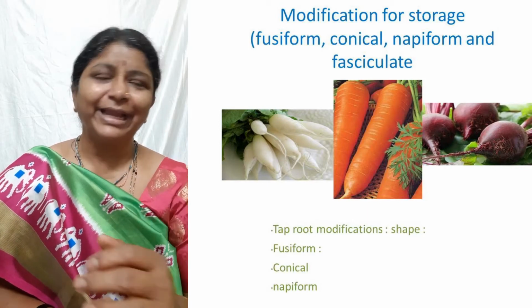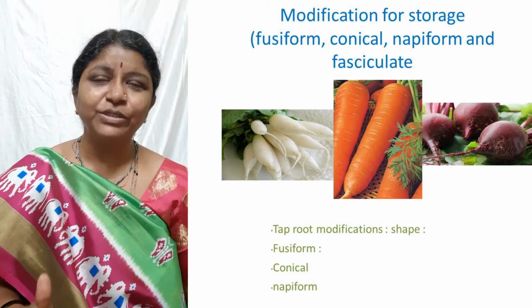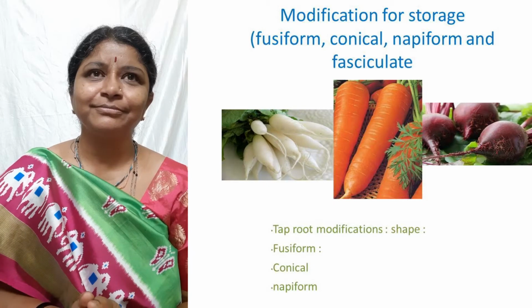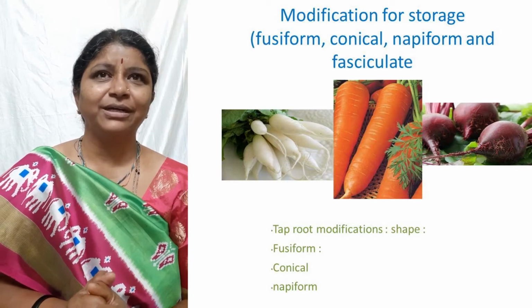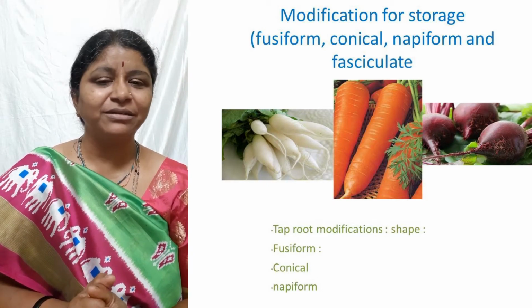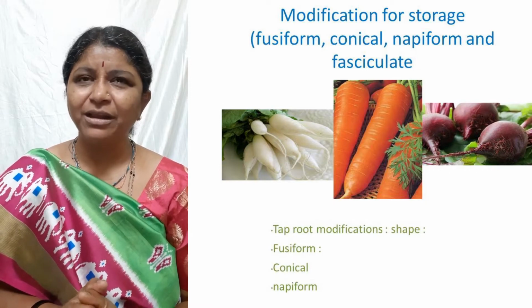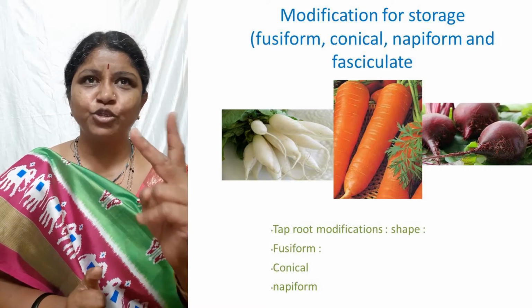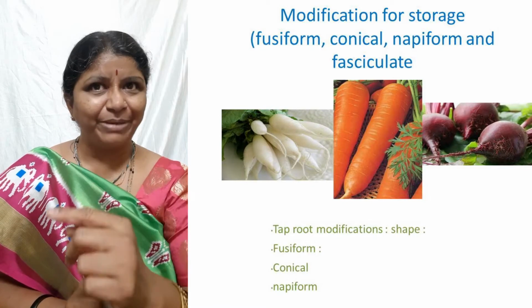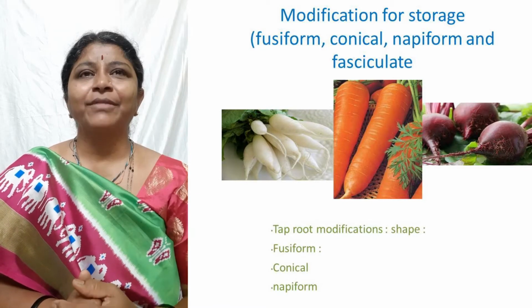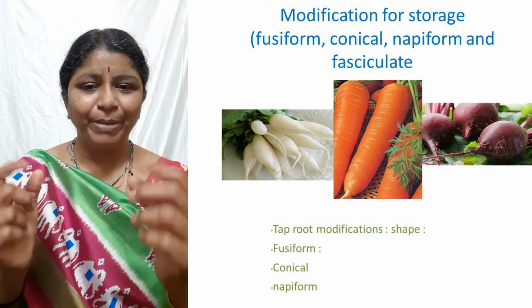Okay, and secondly, the conical root, like the carrot, which is orange in color and usually provided with beta carotene. As you are familiar, beta carotene gives two molecules of vitamin A, which is why it is helpful for better vision.